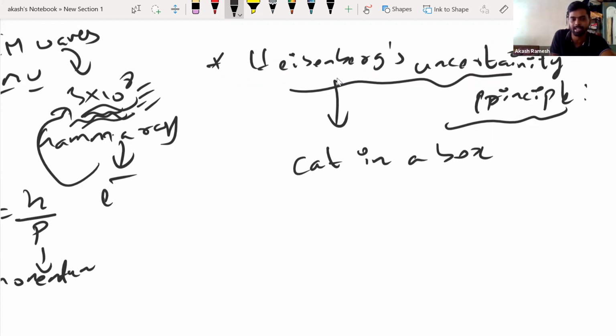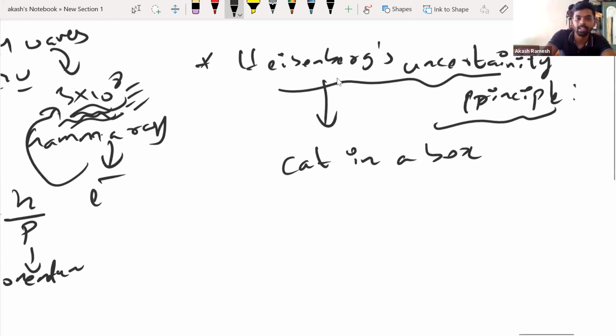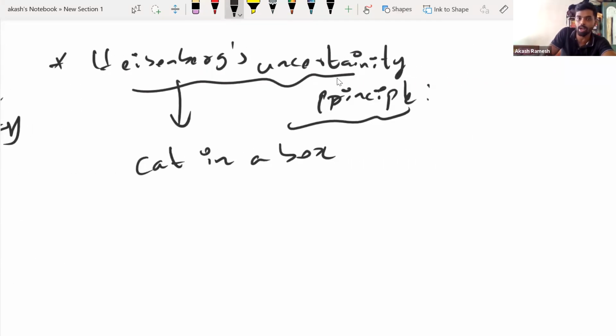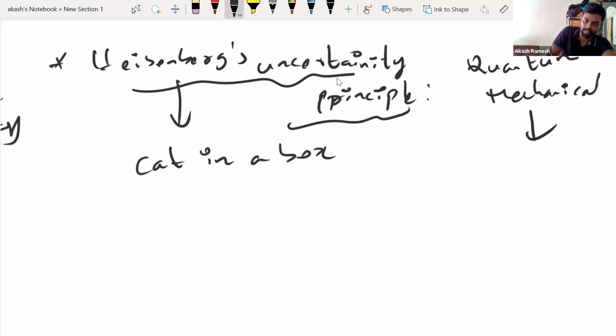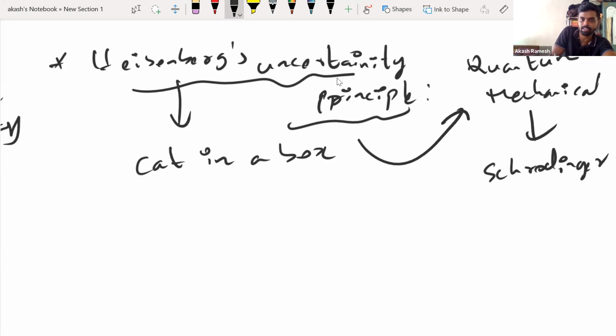So Schrodinger was the first one to develop the experiment. Heisenberg took the idea, and the next theory which we're going to see, the quantum mechanical model, is given by Schrodinger. So this particular thing is the basis for the quantum mechanical model. Anyway, we'll see what this cat in a box experiment is. I think most of you will know, but still we'll see.